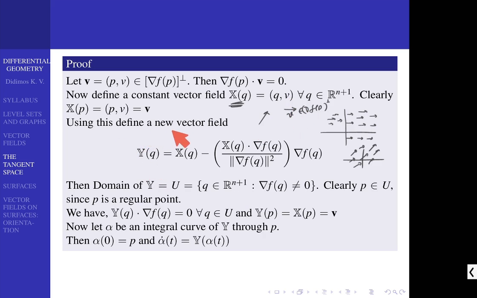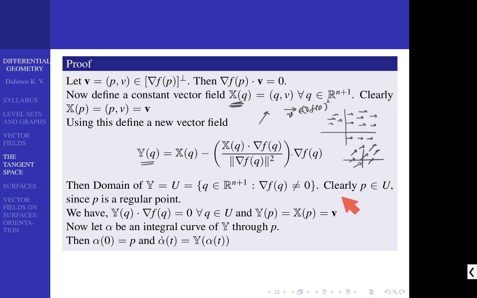Using the vector field X of q, define a new vector field Y of q in such a way that Y of q is X of q minus this times del f of q, where this is a scalar because the numerator is the dot product of two vectors and the denominator is the square of the norm. Then what is the domain of Y? If we choose any q belonging to R n plus 1 with del f q not equal to 0, this is defined. One thing you should remember is that del f q should be non-zero, then only you can define this.